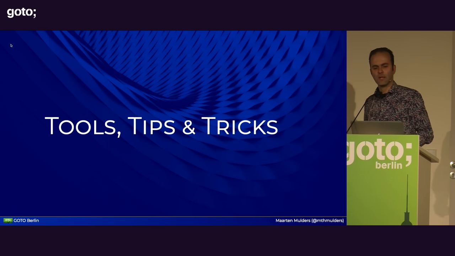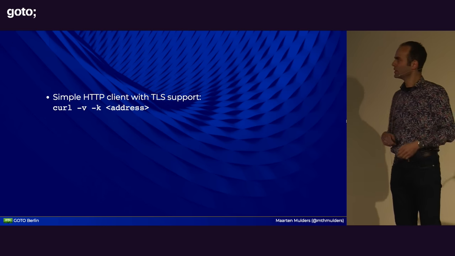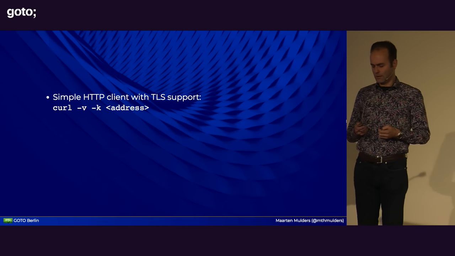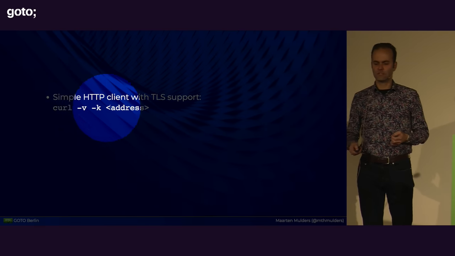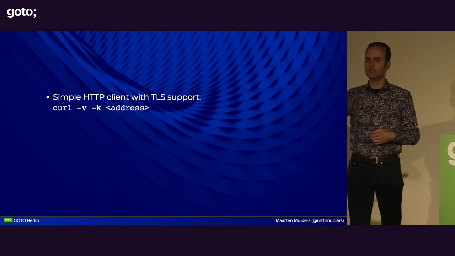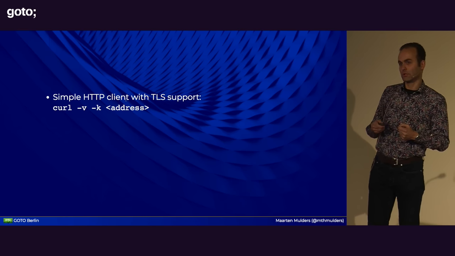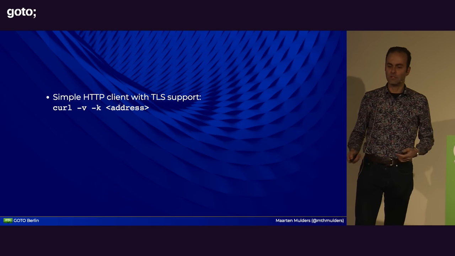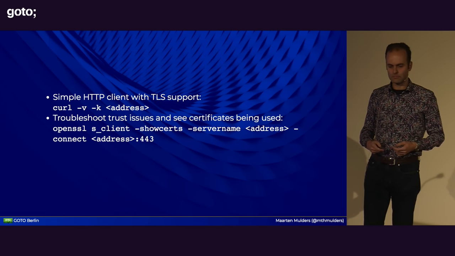So, as I promised you, there's also room for a little bit of tips and tricks. We saw quite some tools already in use. The first tool that we've seen is curl. The most important switches there are the V switch for verbose output and the K switch, which says, okay, the certificate might not be in my chain of trust, but I still want to continue the connection and the data exchange. If you want to make sure that a certificate is being issued by a well-known certificate authority, just omit the K switch. And then you give the address that you want to connect to.